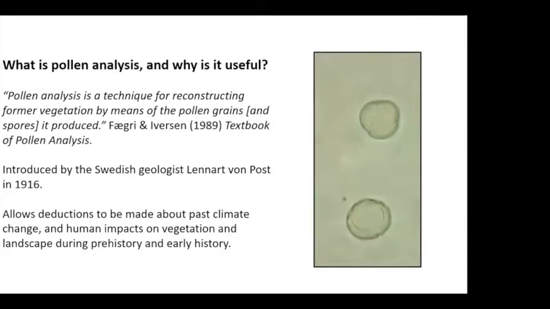So if you want a textbook definition of what palynology is, here's one for you. Pollen analysis is a technique for reconstructing former vegetation by means of the pollen grains and spores it produced. You can see a couple of pollen grains just on the right here. I'm going to show you a wider variety of these types of objects a bit later in the talk. These are actually pollen grains from the sheep's sorrel. We'll talk a little bit more about that when we come to the process of determining how we identify these objects.